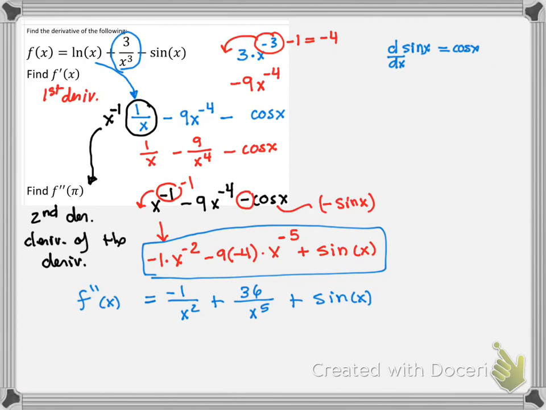Now if we think about f double prime of pi, we'll plug in pi everywhere that we have an x. Plus sine of pi. But sine of pi is 0, so I typically wouldn't write any of that.